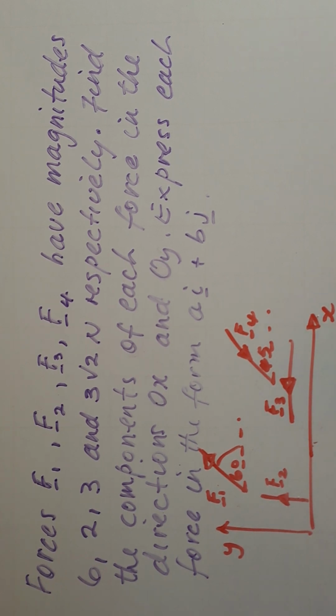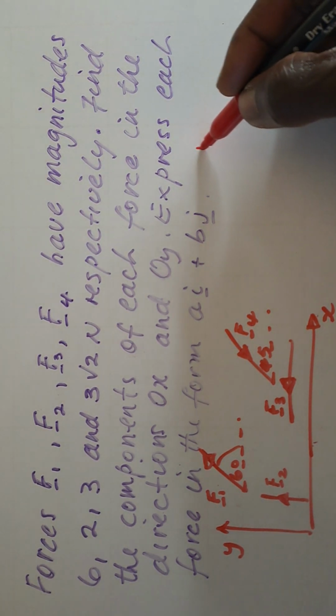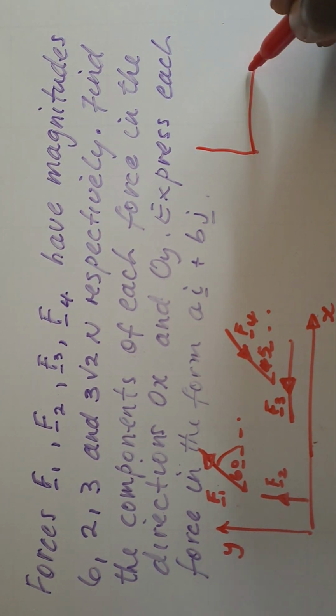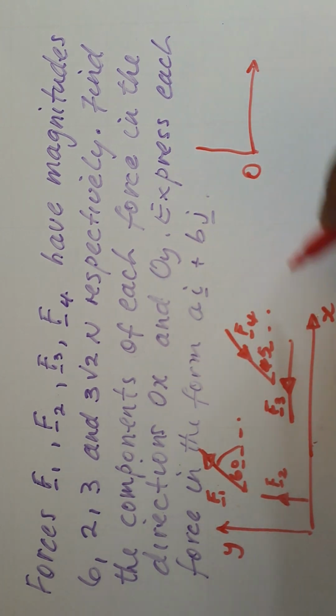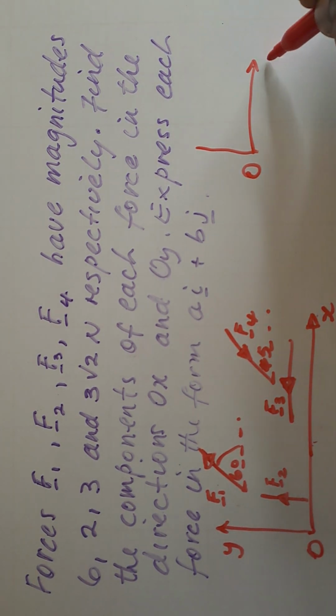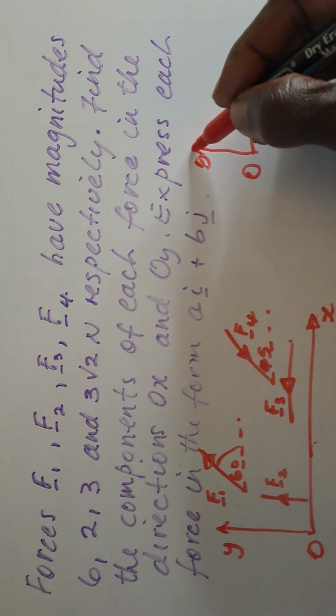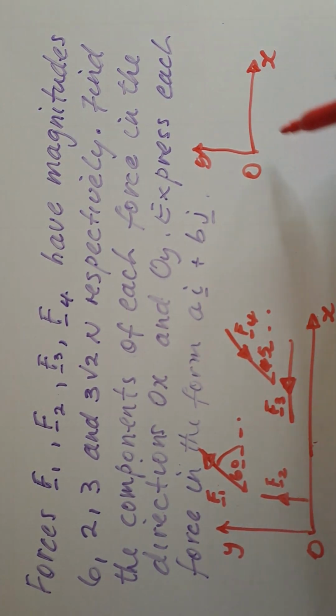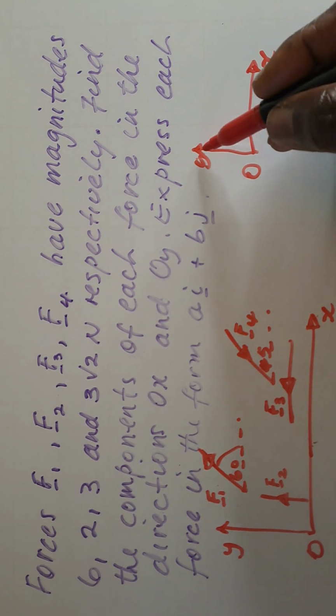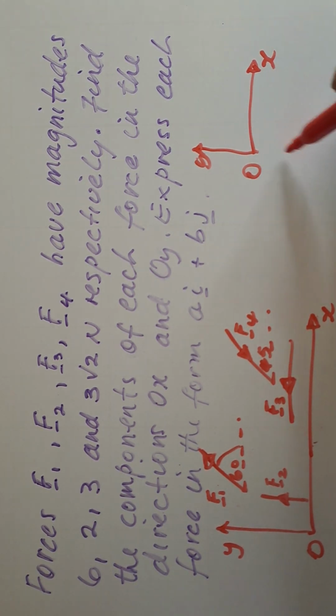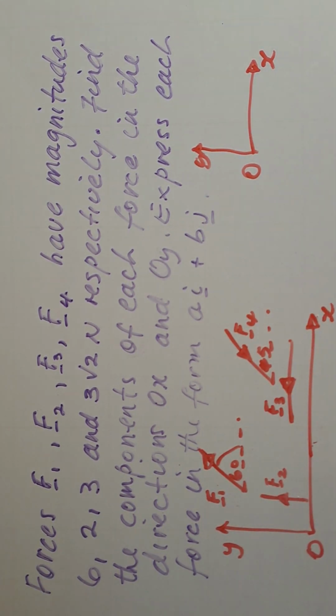Now OX and OY, if you recall, are simply running in this direction. This is the origin here, and OY. So this is positive, and also this direction is positive. Anything going in the opposite direction is negative, and OY is positive. Anything going in the opposite direction is negative, and OX is positive. Anything going in the opposite direction is negative.